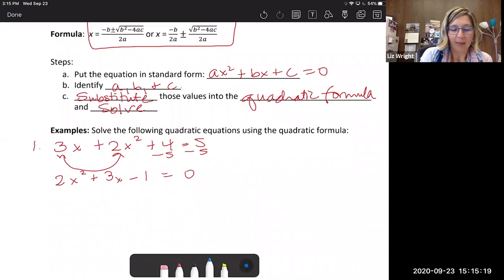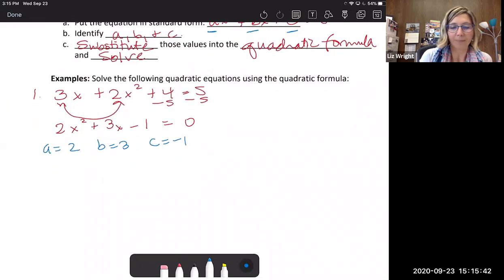Now I'm identifying what my a, b, and c are. a is the coefficient of your x squared term, b is the coefficient of your x term, or your linear term, and c is your constant term. So here we've got a equals 2, b equals 3, c equals negative 1. And now we're plugging it into our formula.